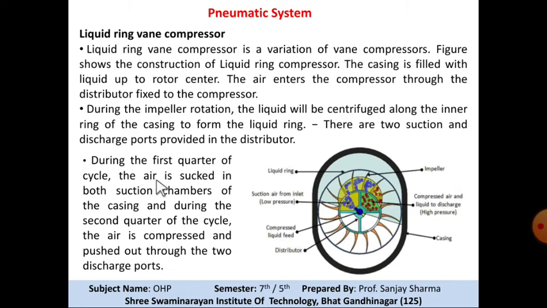During the first quarter of the cycle, the air is sucked in through both suction chambers of the casing. This is the first quarter, the yellow portion you can see, 90 degrees. For the other 90 degrees, the green color you are seeing is the discharge. So this is the second quarter of the cycle. The air is compressed and pushed out through two discharge ports. Here you can see the red color spots, which are the air bubbles that are pressurized and delivered out.